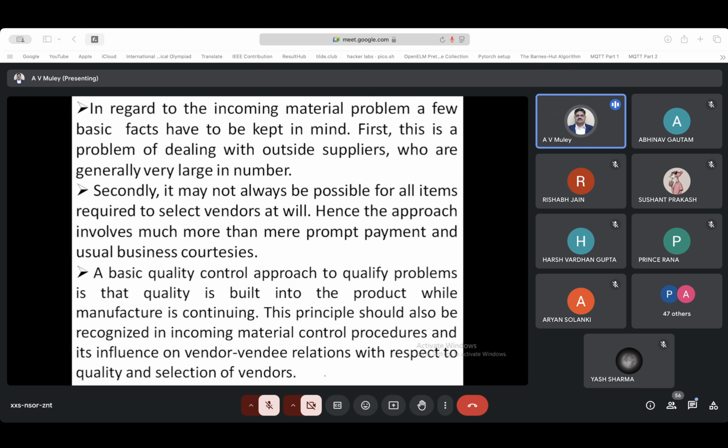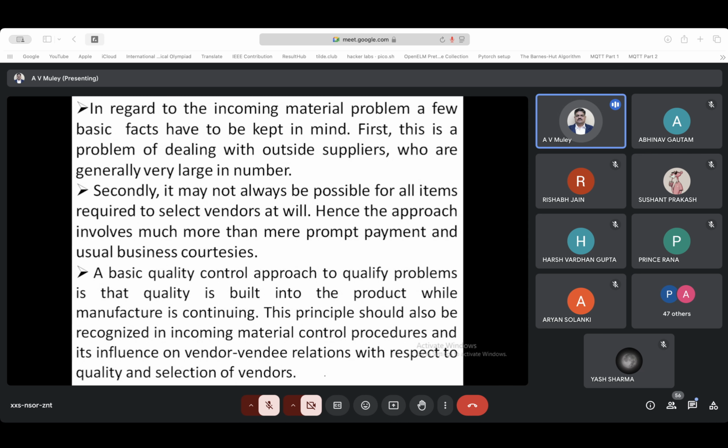This principle should also be recognized in incoming material control procedures and its influence on the vendor-vendee relationship with respect to the quality and selection of vendor. So naturally, this is a continuous process. Basically, it is not that you buy once and then never buy from him again; if he gives bad material, you will not buy. But if you want to enhance the relationship and you want to have this continuous supply of material, naturally you have to ensure about this particular thing.